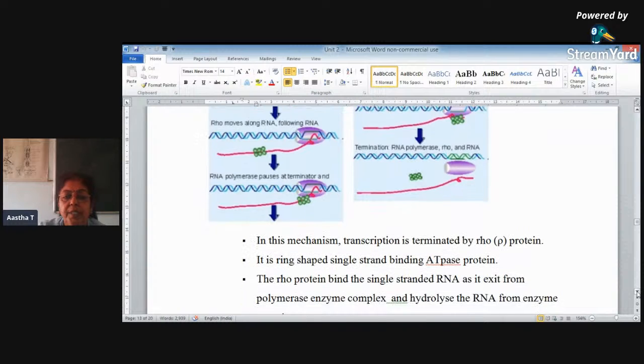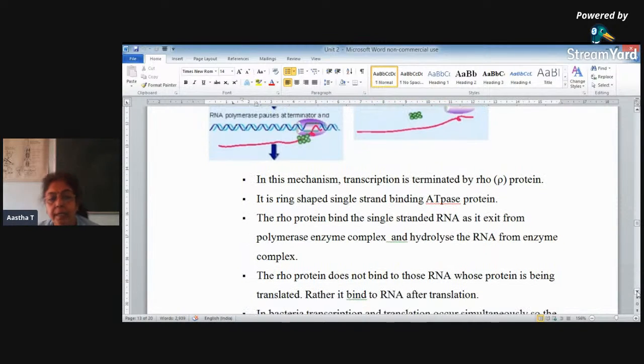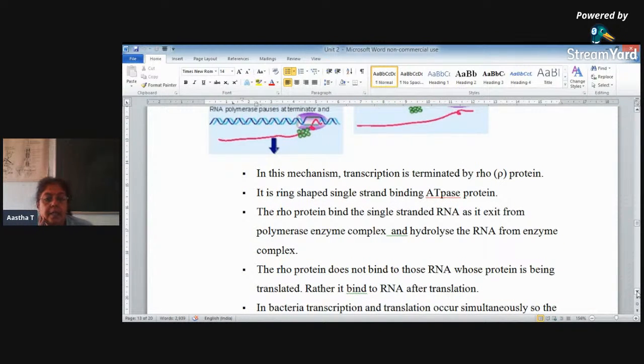So transcription is terminated by the rho protein. It is a ring-shaped single strand binding ATPase protein. This rho protein binds to the single strand of RNA as it exits from the RNA polymerase complex. It hydrolyzes the RNA from the enzyme. Rho protein does not bind to the RNA whose protein is being translated. It binds to the RNA after translation. Now again, there is a difference here between prokaryotes and eukaryotes.